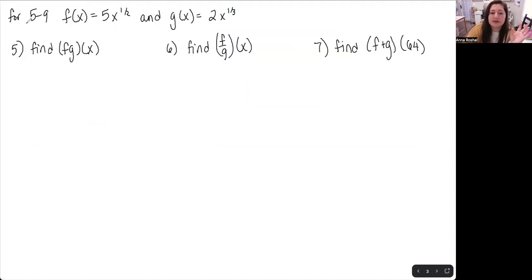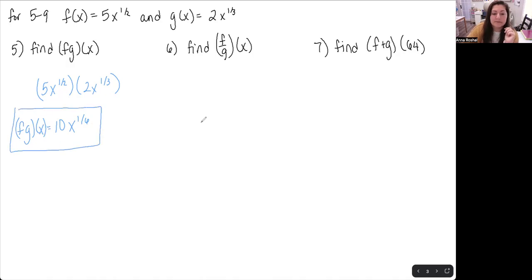Okay, so now for questions 5 through 9, this is my f of x, this is my g of x. So f and g just means that we're going to multiply. I'm going to go 5 x to the 1/2 times 2 x to the 1/3. I can multiply the 5 and the 2 to get 10, and then 1/2 times 1/3 is 1/6. So I'm going to have x to the 1/6, and that should be the final answer. So this f times g of x is this whole business here.